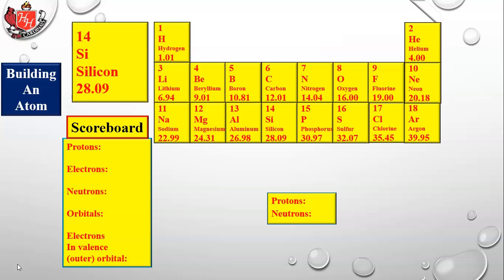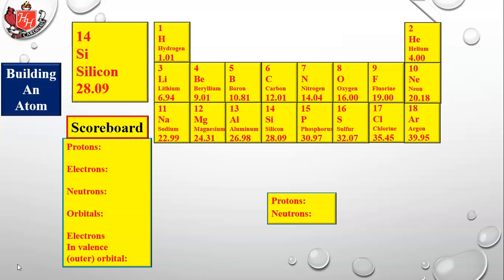Now it has an atomic mass of 28.09. That's the average mass of all the isotopes of silicon. That is, there's different numbers of neutrons. There's different silicon atoms that have different numbers of neutrons. But the most common one is the silicon that has a mass number of 28. So that's why that number is closest. The closest whole number to 28.09 is 28. So most silicon atoms have a mass number of 28. That means they have 28 protons and neutrons added together.